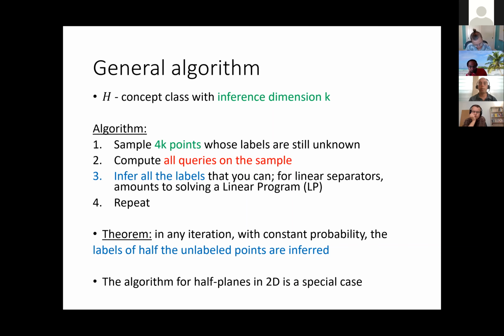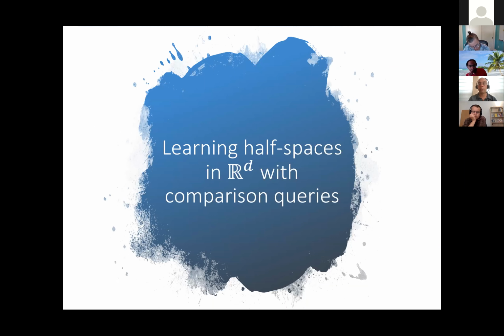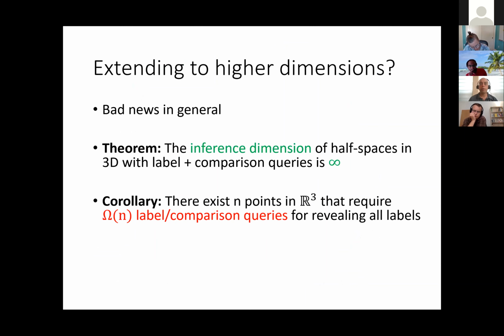Okay, so now the question is, well, in 2 dimensions, we can bound this inference dimension. What about higher dimensions? In what general scenarios can we hope to bound this inference dimension? So let's go to now d-dimensional space. So the first thing I have to tell you is some bad news. Turns out that in 3 dimensions already, you can build instances, configurations, whose inference dimension is infinite.